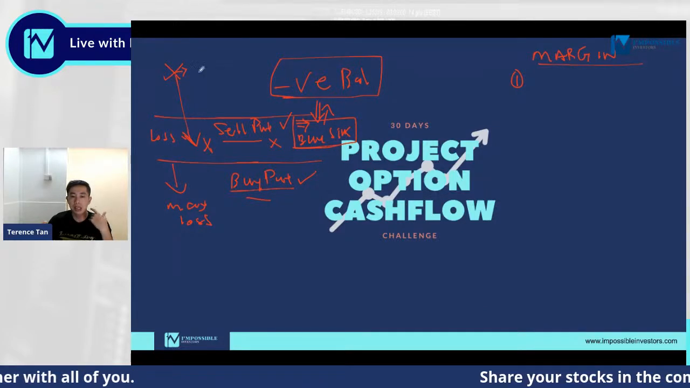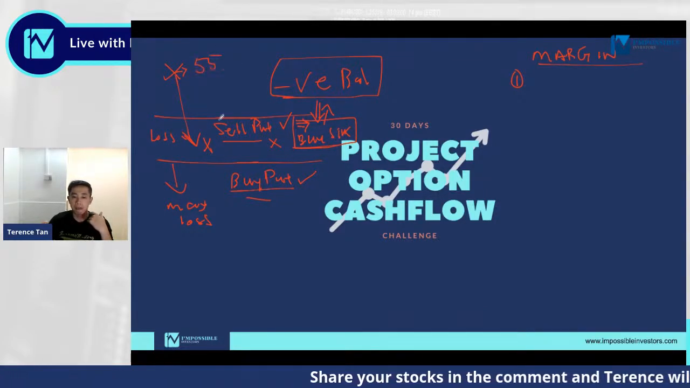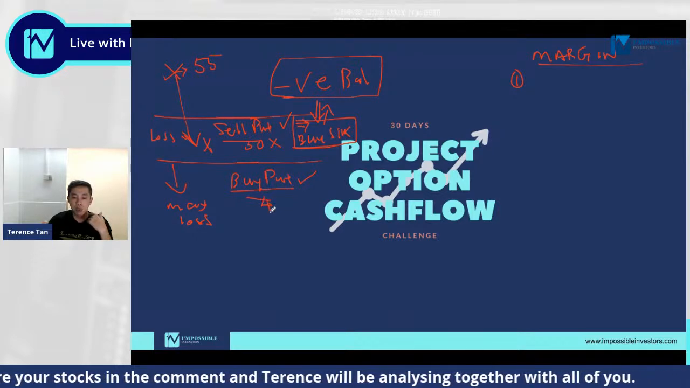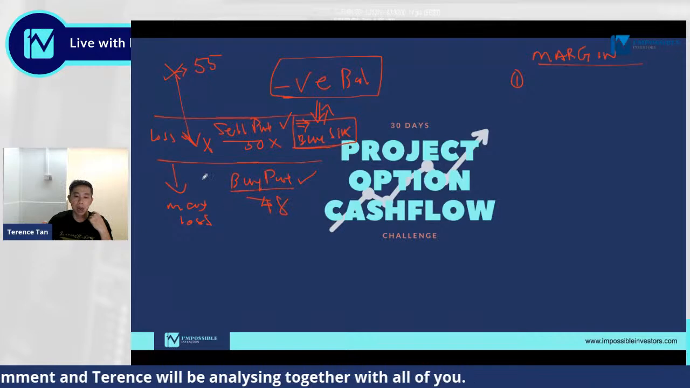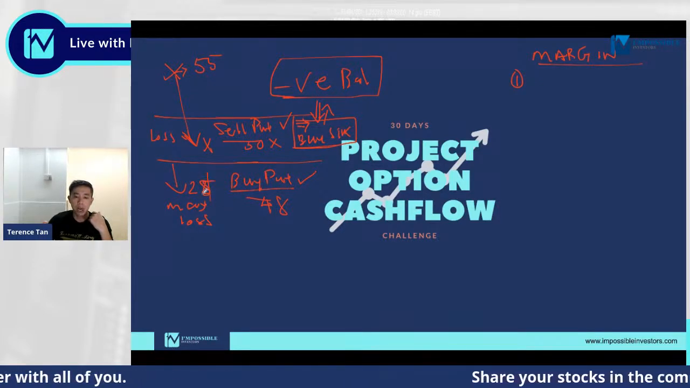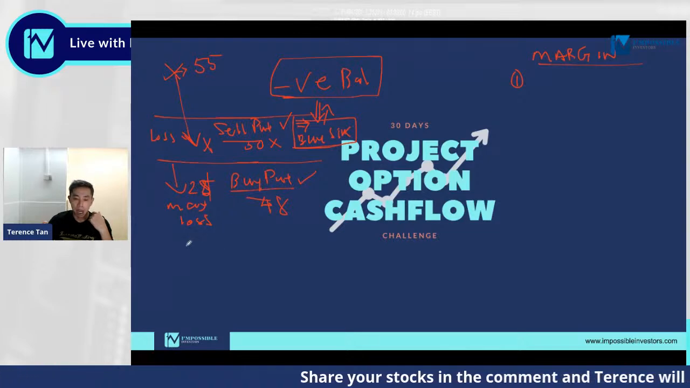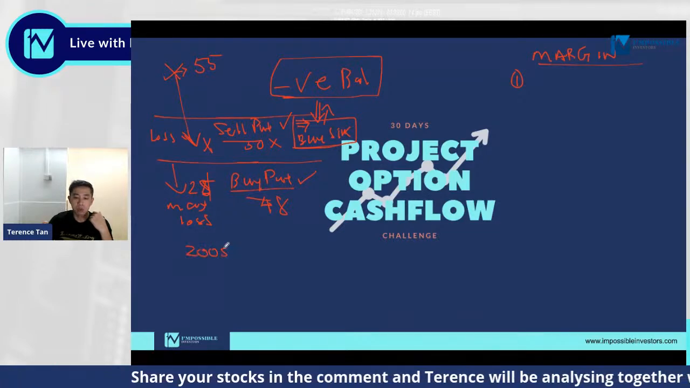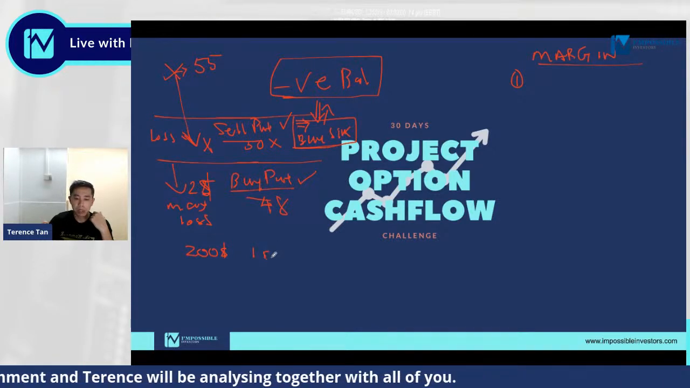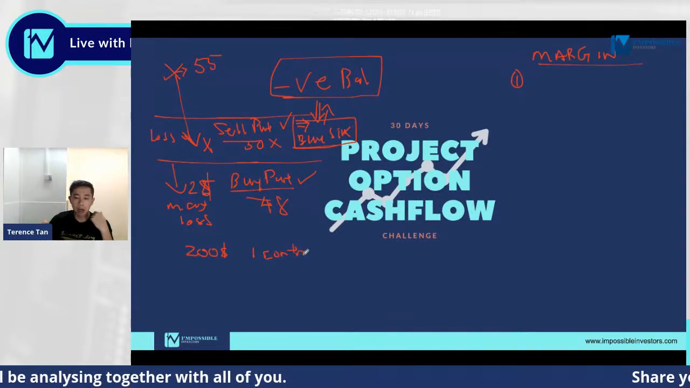So let's start putting some numbers. Maybe the stock was at 55. So you sold a 50 put option, and then you went out there and bought a 48 put option, which means for this entire trade you would have a $2 max loss. Now, a $2 max loss would have been $200 per one option contract.